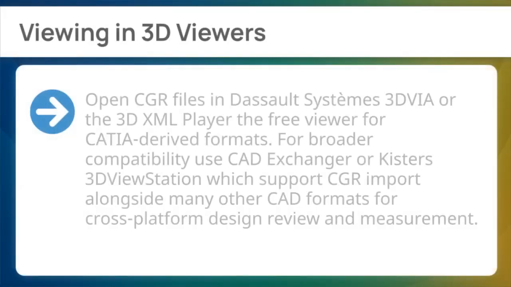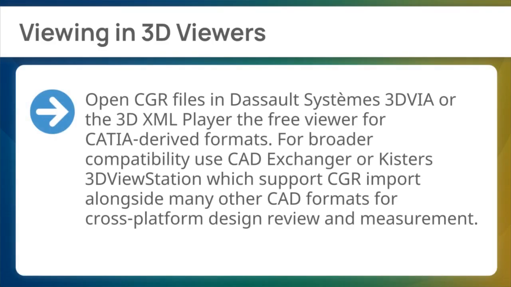First, viewing in 3D viewers. Open CGR files in Dassault Systèmes 3D VIA or the 3D XML Player, the free viewer for CATIA-derived formats. For broader compatibility, use CAD Exchanger or Kisters 3D View Station, which supports CGR import alongside many other CAD formats for cross-platform design review and measurement.